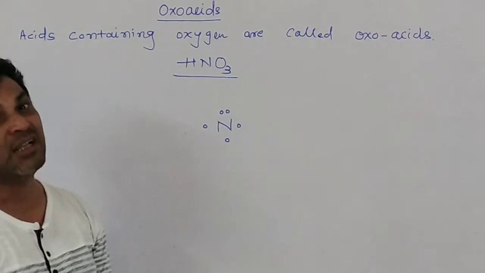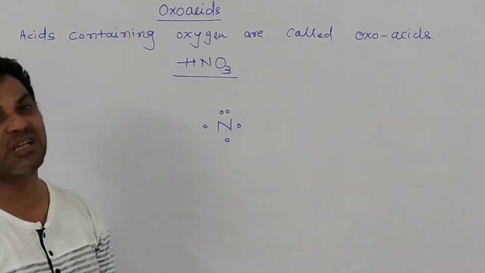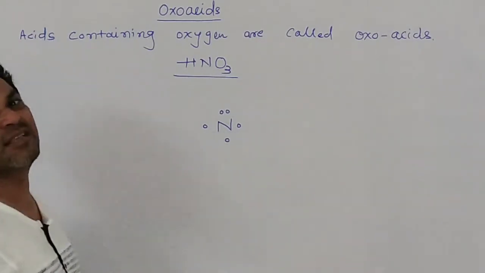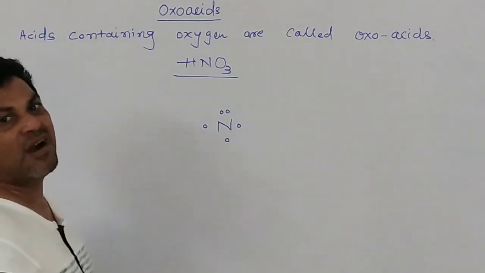How many oxygens? 3 oxygen and 1 hydrogen we have to place. So dear students, how can we place these 3 oxygen and 1 hydrogen?